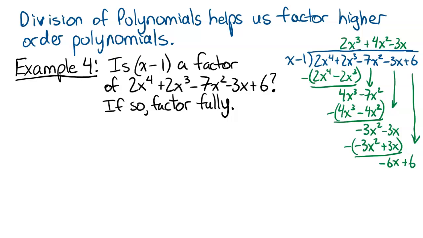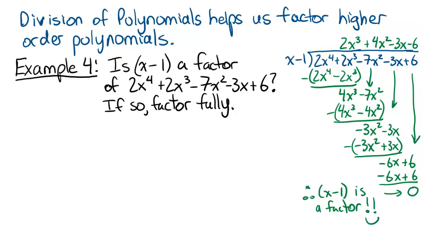And now, if we multiply by negative 6, we actually get a remainder of 0. Negative 6 times 6x gives me negative 6x, and a negative 6 times negative 1 gives me positive 6. We then subtract those, and there's our remainder of 0. And so what that means is that x minus 1 is a factor of this polynomial of degree 4.